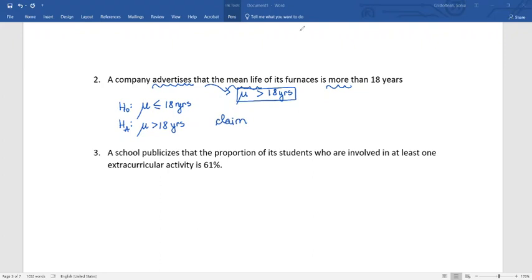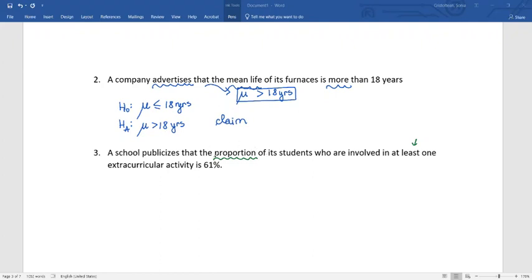For the next example, it says, a school publicizes that the proportion of its students who are involved in at least one extracurricular activity is 61%. Read the problem carefully and make sure you know which one is the parameter that is in the problem. Proportion who are involved in at least one is 61%. This is a little bit tricky because students tend to focus on this, especially because we've done so many problems with this expression.